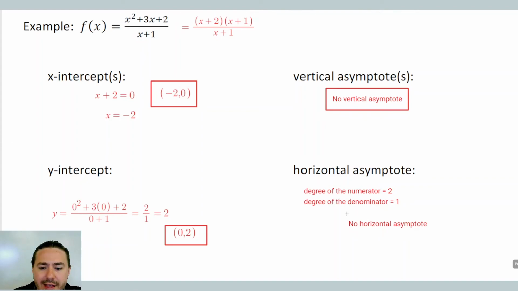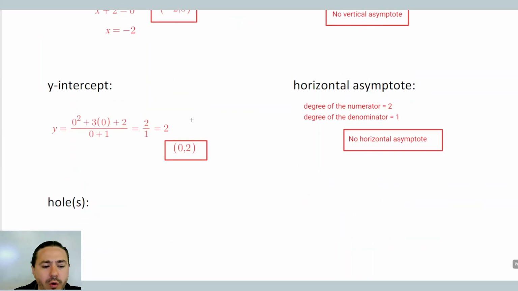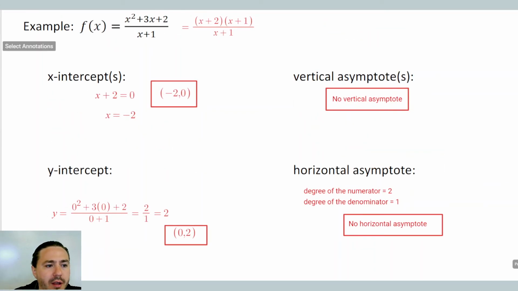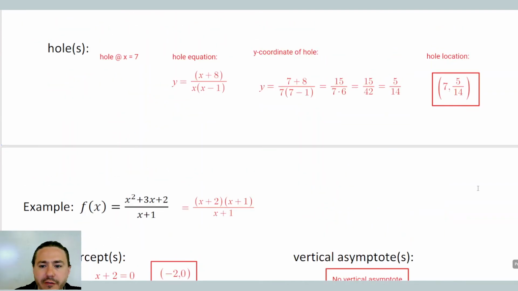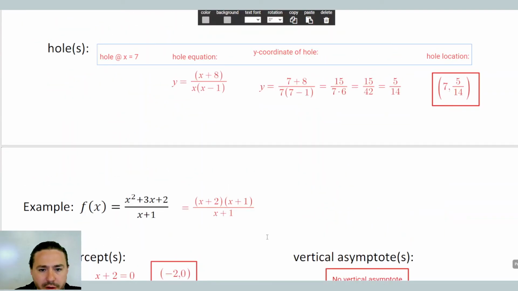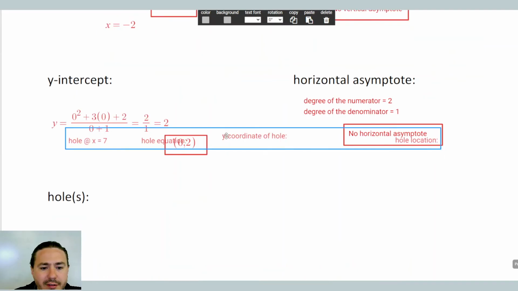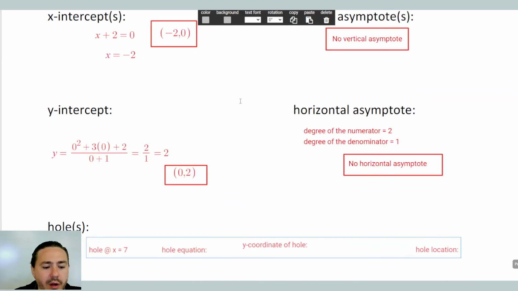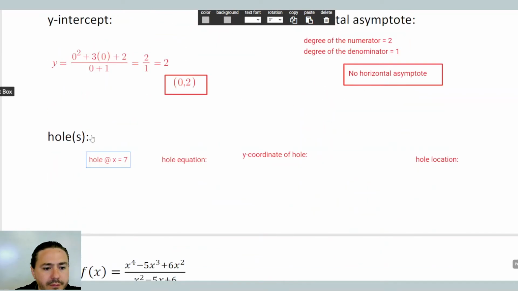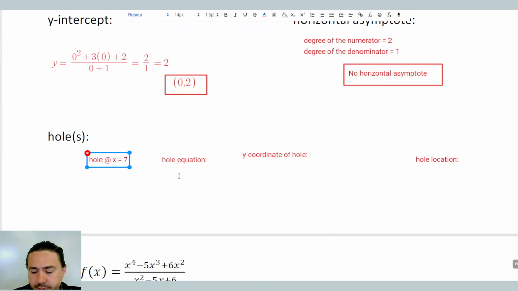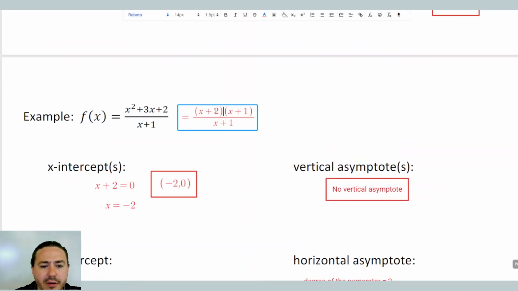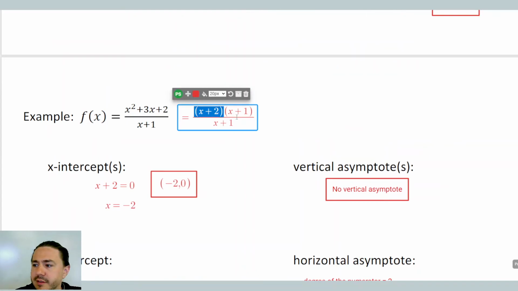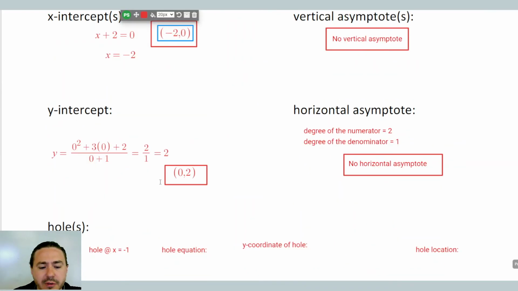Okay. The last thing to find here is the hole, and we can see that we're going to have a hole at x equals -1 here. So just to save myself a little bit of time, just copy all this. So the hole is going to be not at x equals 7, but at x equals -1. My hole equation will be what I get when I cancel out the x plus 1s, and so all I'll have left is just x plus 2.